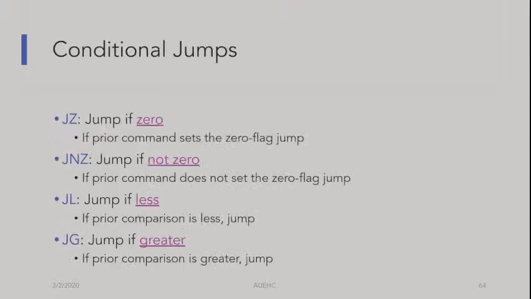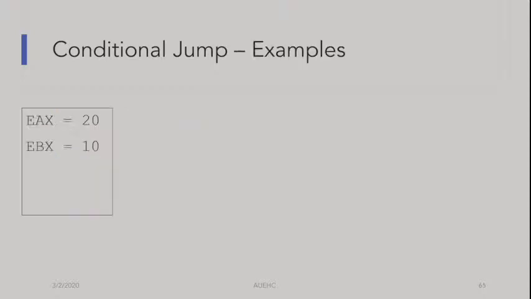Conditional jumps, there are tons and tons of these. It's okay if you don't memorize all of them. Most of them you can figure out by the letters that are contained in them. JZ jumps if 0, if the 0 flag is set. Jump not 0 jumps if the 0 flag is not set. So you can figure them out by what they are. Jump less, jump greater, so on and so forth.